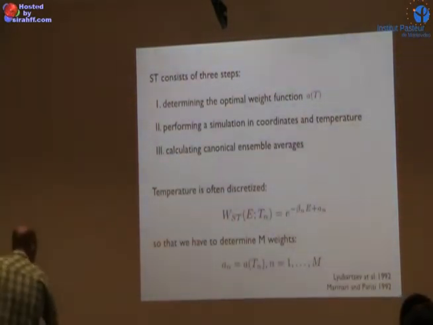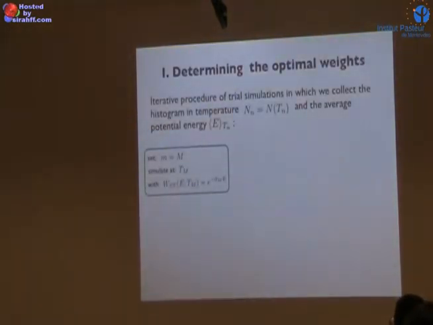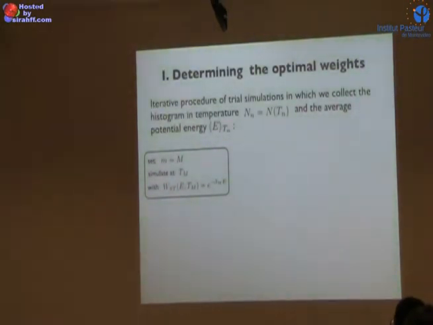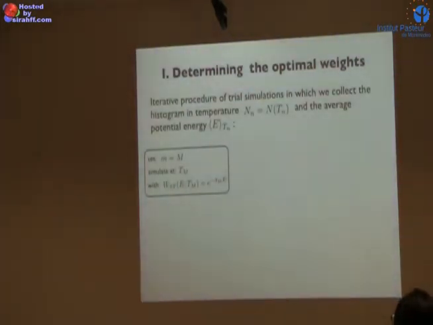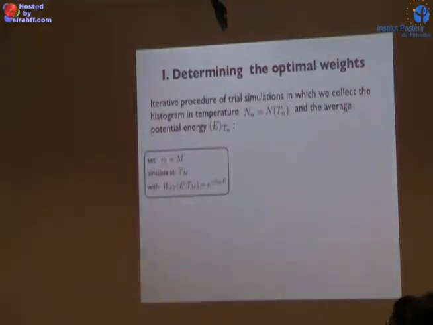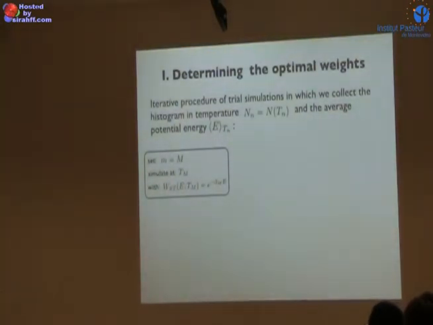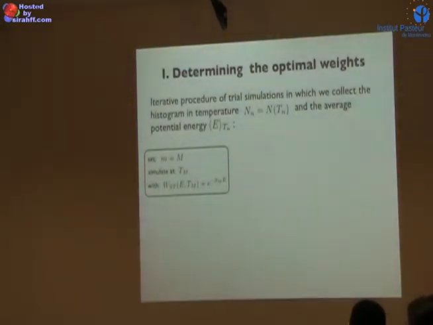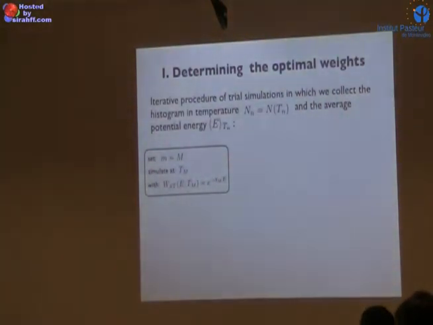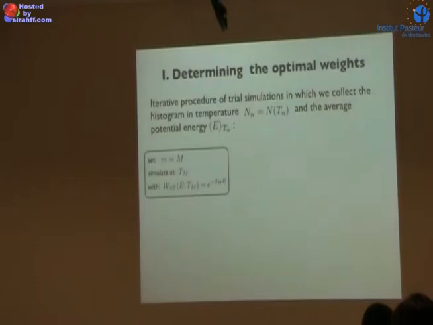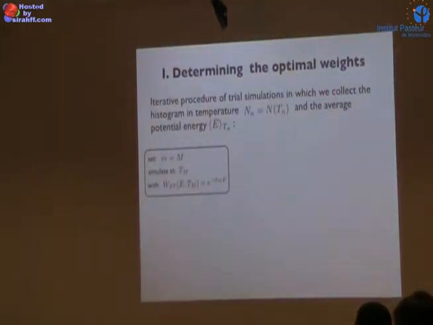And the procedure is kind of complicated. There are many ways to optimize it, many recipes that have been developed so far for determining this weight. The original one proceeds in this way. First you start, you decide the range of temperature and you simulate your system at the highest possible temperature, just with the canonical weight. And what you want to do is to accumulate some quantities during this trial simulation.